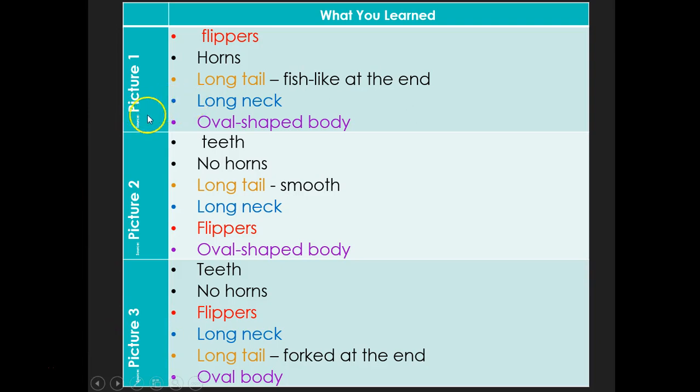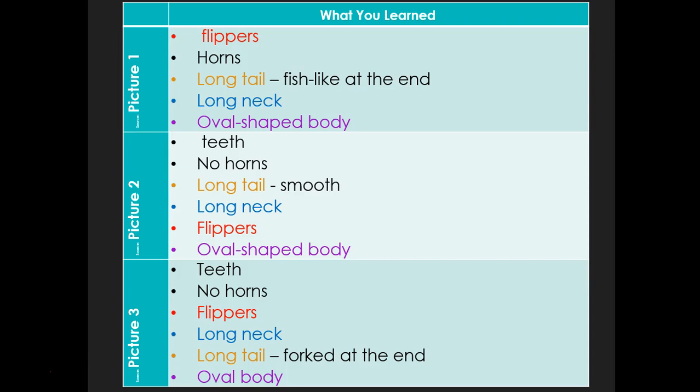All three pictures, the Loch Ness Monster had a long neck, and in all three pictures, the Loch Ness Monster had an oval-shaped body. So the information that's in black on my chart is the information that I would maybe want to ignore or not include in a report because it's not common across all three pictures. Not all of the pictures had the Loch Ness Monster with horns, not all the pictures showed teeth, and then there were differences in the tail at the end.